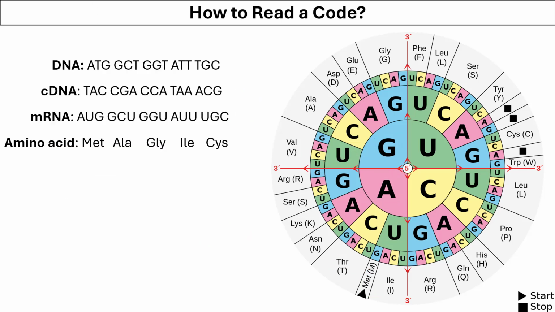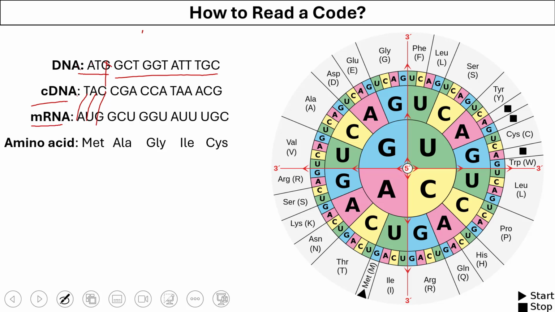Now let's see again how these codes are read. If you have ATG in your DNA strand, the complementary strand or the template strand will be TAC, because T is complementary to A, A is complementary to T, and C is complementary to G. When you make mRNA on this template strand, you will have A, U, G. And as you keep on going, you have G for C, C for G, U for A, and G for C, G for C, and U for A.